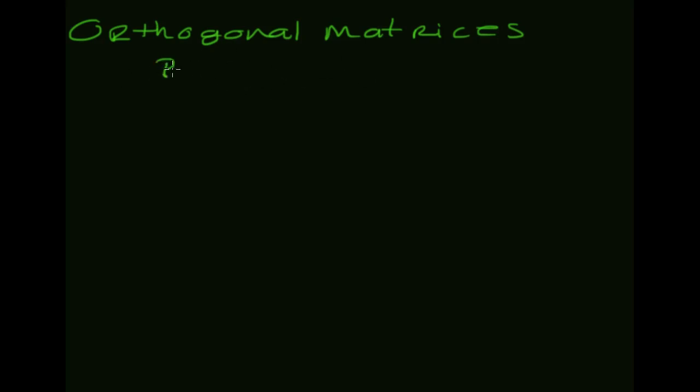Okay, so this is a video on orthogonal matrices. The definition of an orthogonal matrix is that P is n by n, such that P inverse is equal to P transpose. Then we say that we have an orthogonal matrix. Now this seems kind of strange to relate this to orthogonality, but we'll get the connection here.